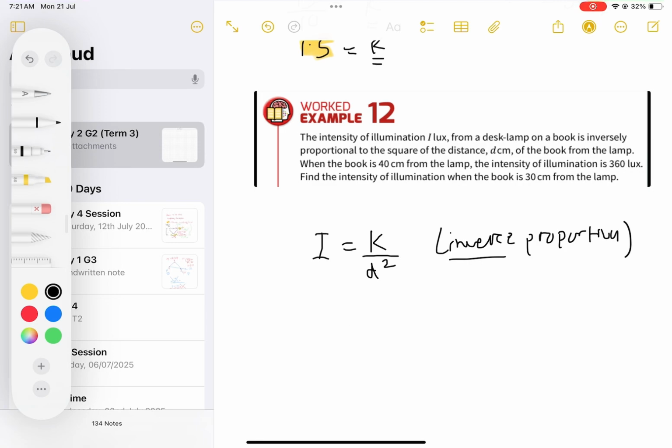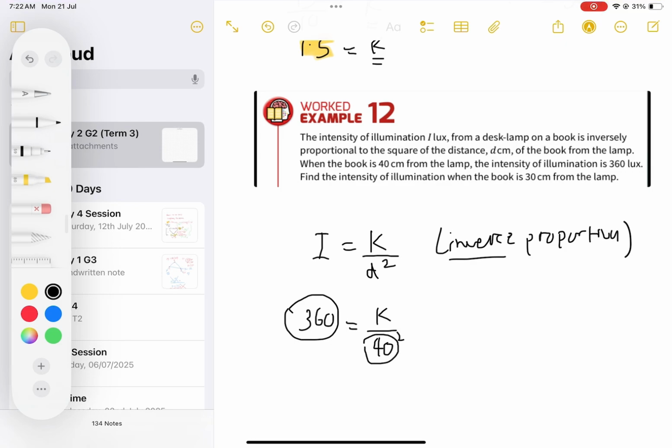So let's write down the D. K equals over 40 square. The intensity of the illumination is 360 lux. So 360 as the I. So you see, it's still the same. We have to substitute the numbers given into their respective variables. In this case, I is 360 and the D is 40.